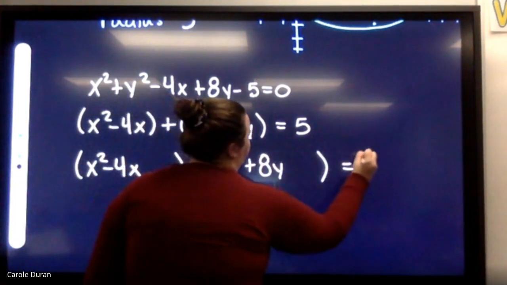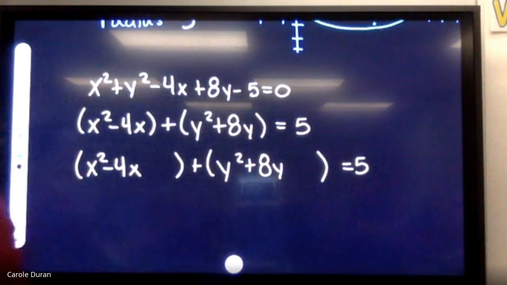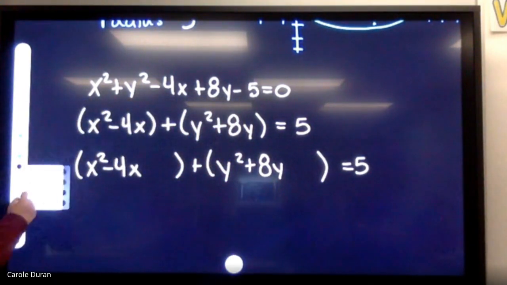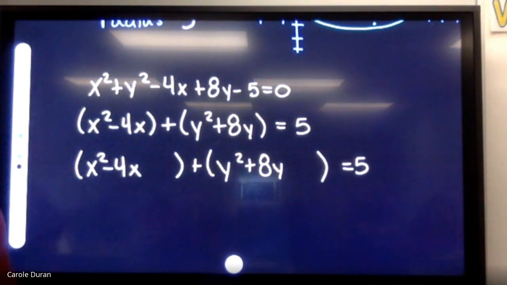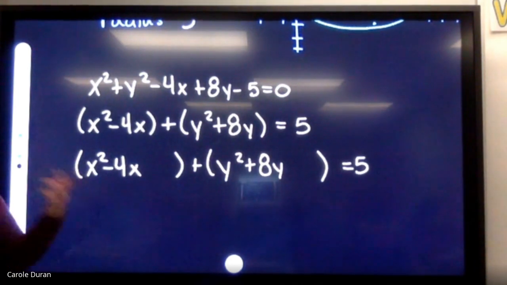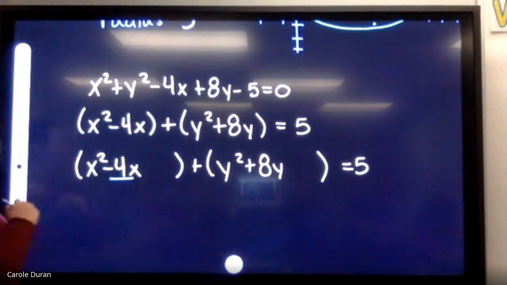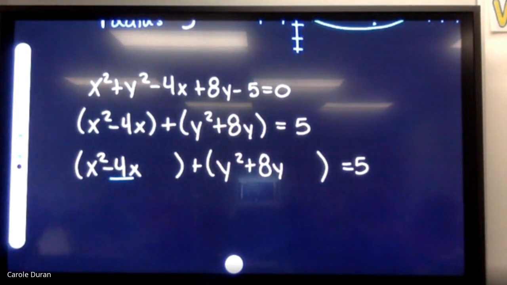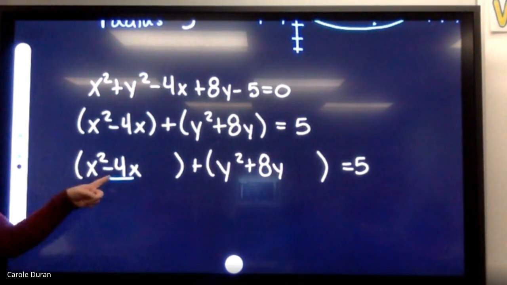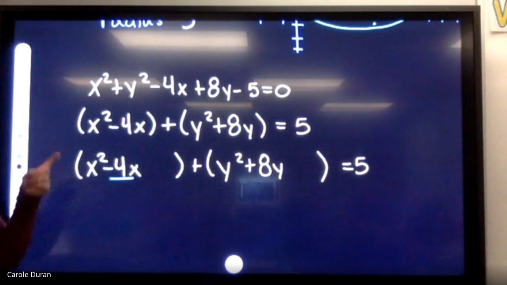This is what I got out. Okay, so I just rewrote it, leaving space for a third number to be applied. All I have to do now is find that third number and add it to both sides of my equation. The way we find that number is we go to this middle term, we split it in half, and we square it.